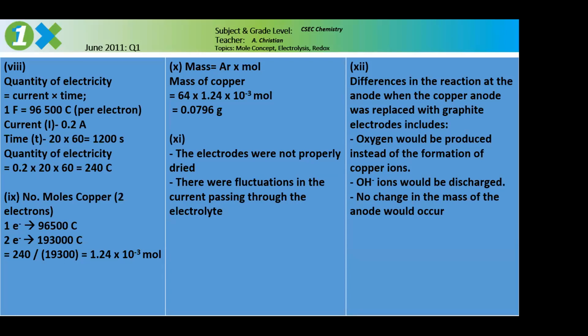So the difference is, if you are using an inert electrode, you will no longer get copper on both sides. You will now get oxygen being produced instead of the copper ion. And the oxygen will actually leave as hydroxide ion, but it will leave in the form of hydrogen gas. And there will be no mass increase in the anode. No change in the anode because the anode is not reacting. So there's no decrease and there's no deposit onto the copper cathode.